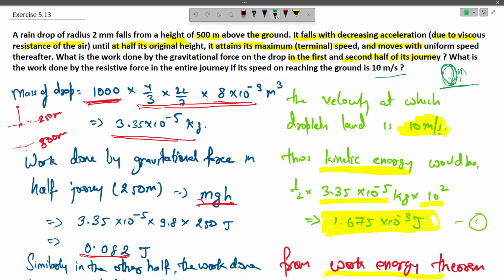Total work done will include work done by gravitational force and work done by friction force. We can find out work done by gravitational force with the formula mgh. Since it is a point function, as gravitational force is conservative in nature, it can be easily found out by mgh, and the only unknown would be the work done by frictional force, which can be found out by the work energy theorem.